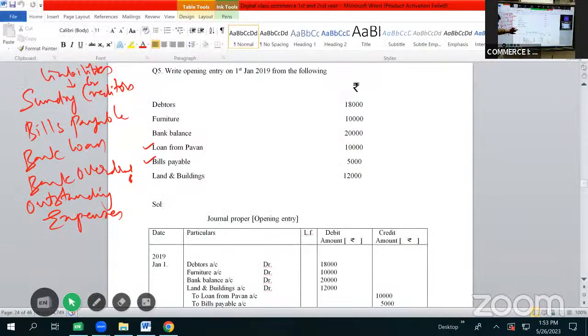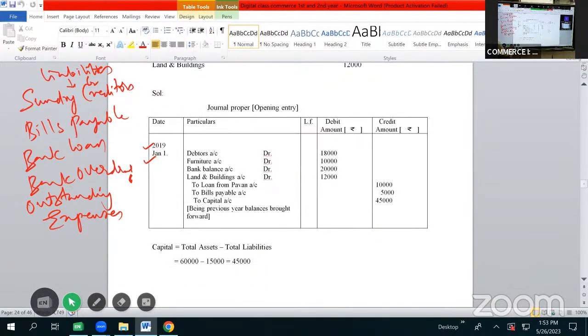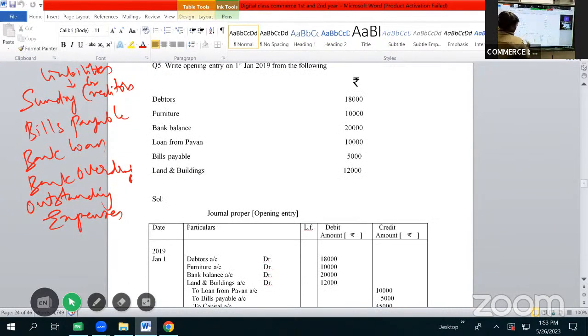Here is the solution. So the format for which is date, particulars, and left debit amount rupees, credit amount rupees. The date will be 2019 January 1st. So first we have debtors. We'll be writing debtors account debit 18,000 on debit side. We have furniture 10,000. We'll be writing furniture account debit 10,000. We have bank balance 20,000. Even it is an asset, bank balance account debit 20,000.